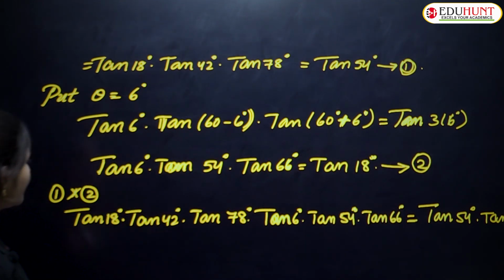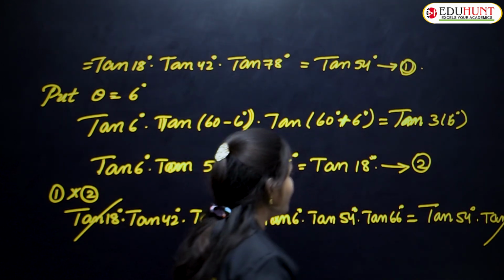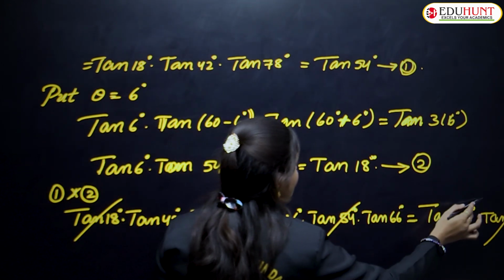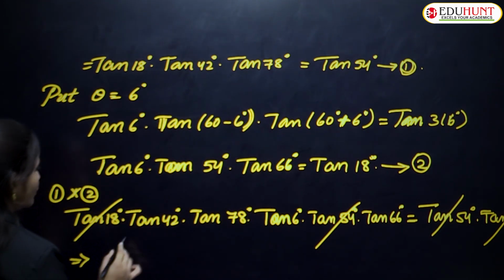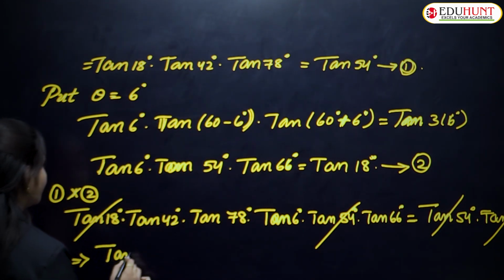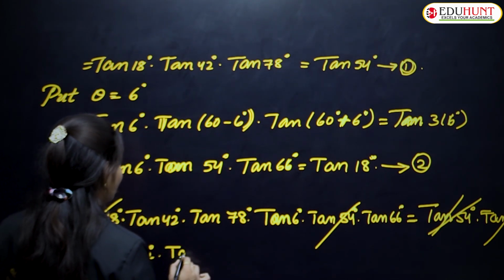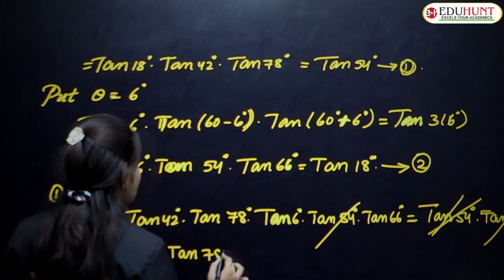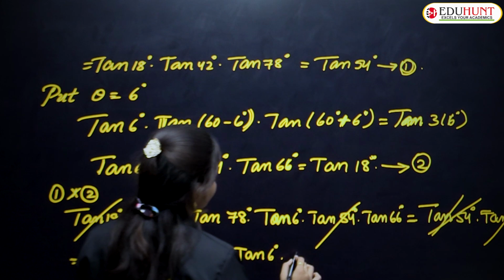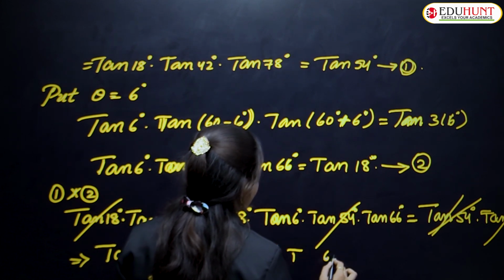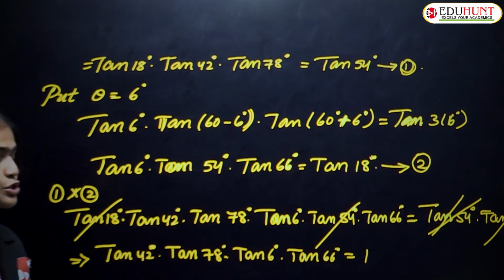Okay, now here we see that on both sides we have some common terms. Tan 18 degrees can be cancelled, and tan 54 degrees also gets cancelled. So what is left is tan 42 degrees into tan 78 degrees into tan 6 degrees into tan 66 degrees, which is equal to 1.